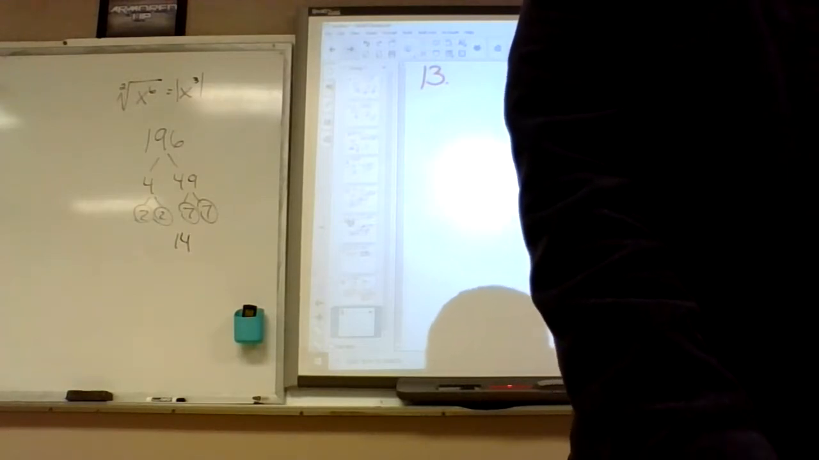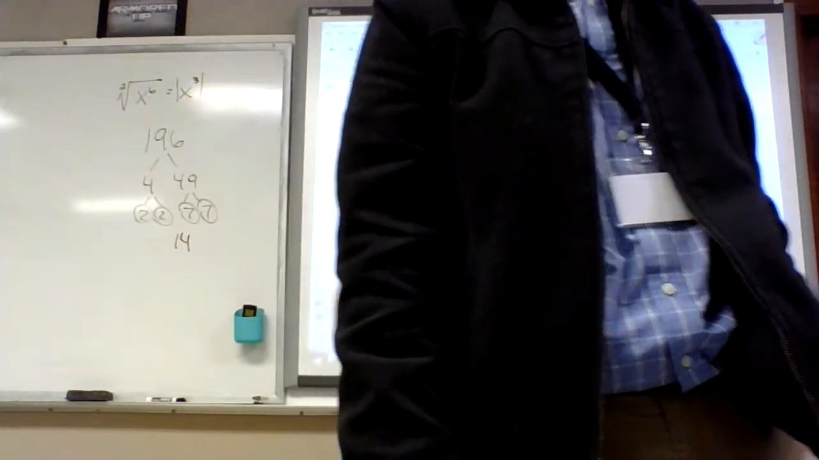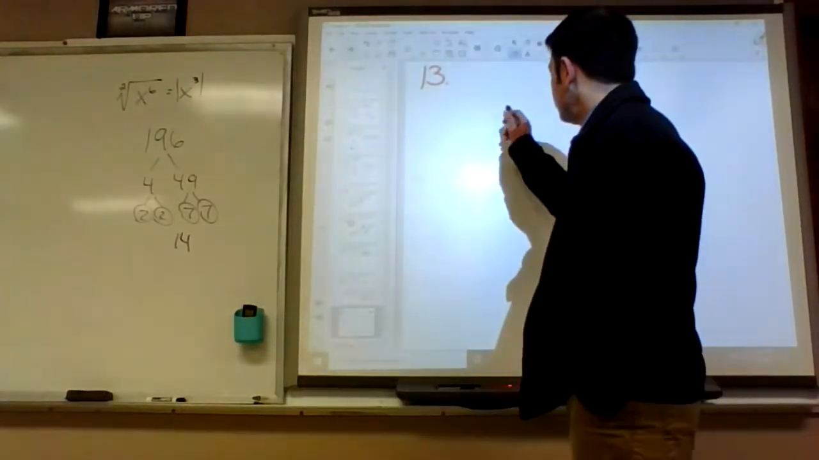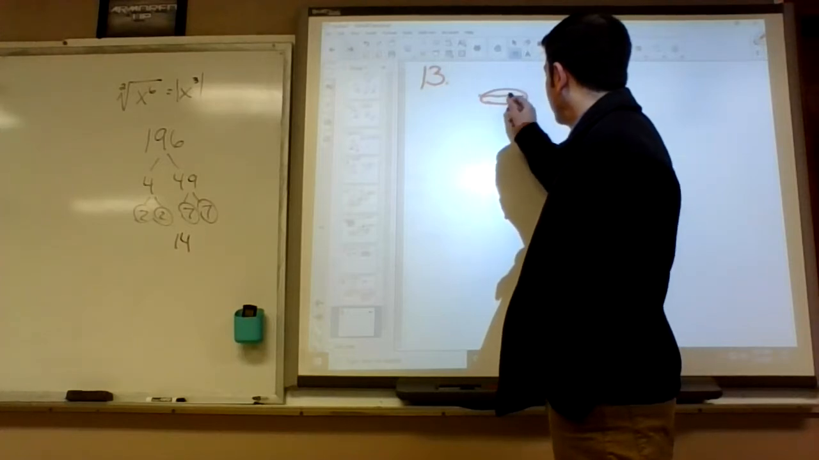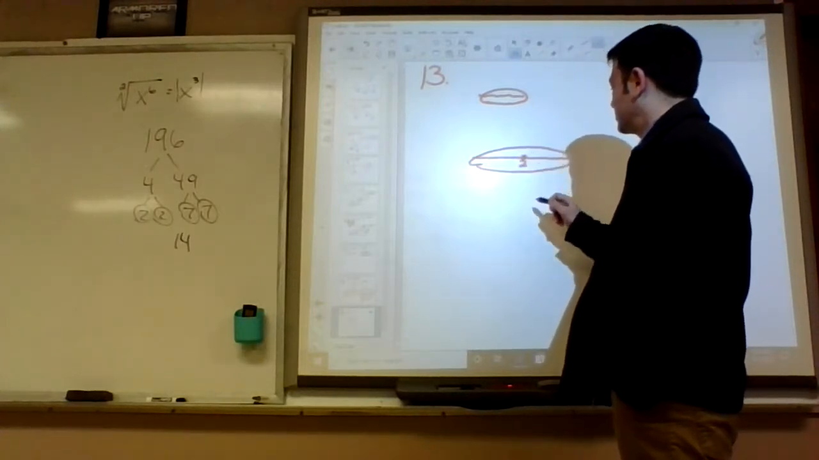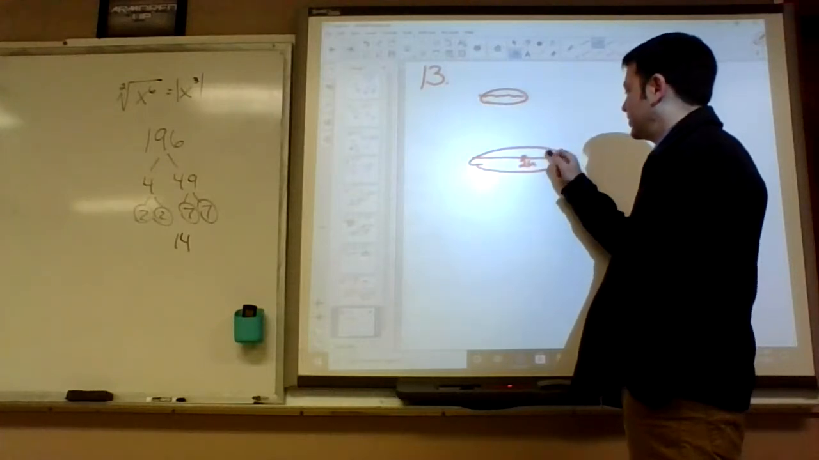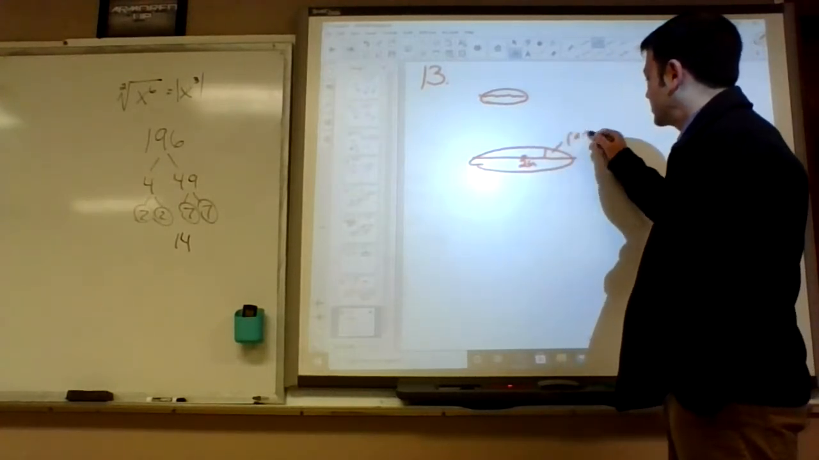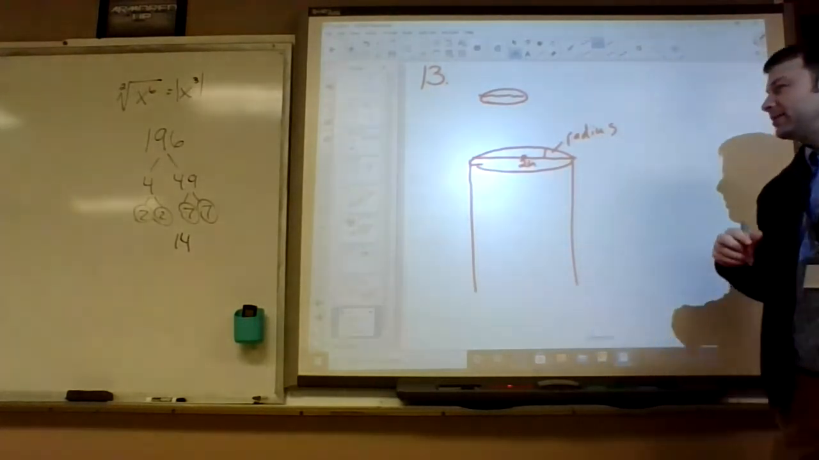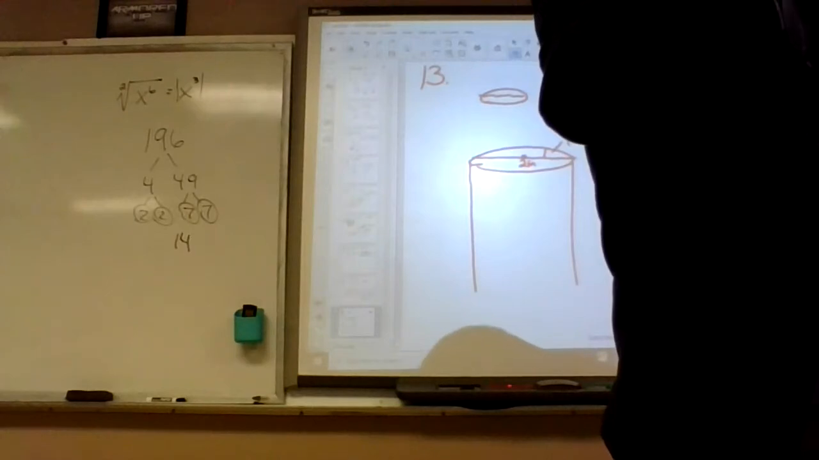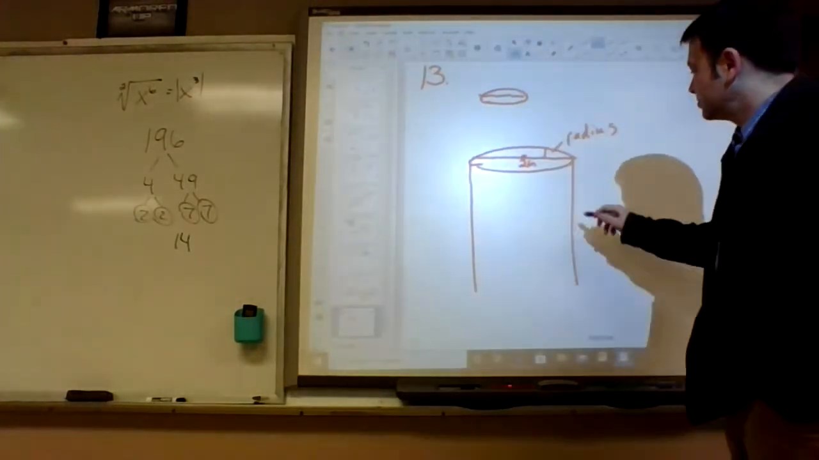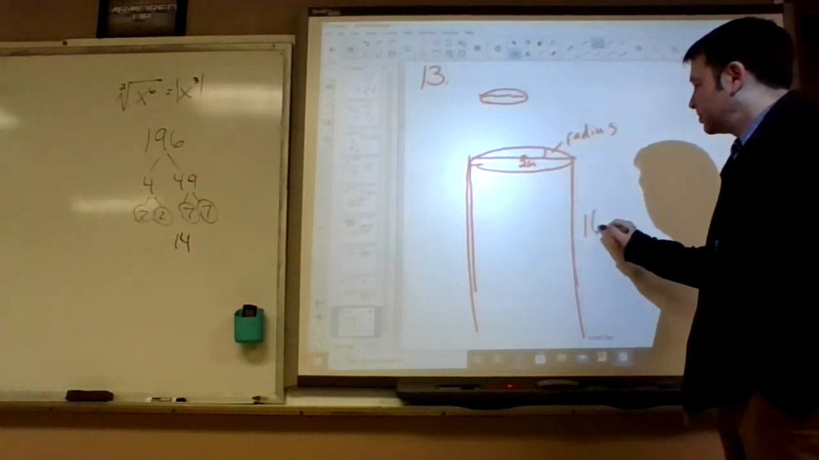Okay, 13. A cylindrical piece of iron has a diameter of 2 inches. If the diameter of the iron is 2 inches, then what else do we know? The radius is 1. We've been using radius, right? That's the more important thing. The radius is 1. Okay, what's it say? And a length of 16 inches. What does that mean, length of 16 inches? That'd be like the height, right?